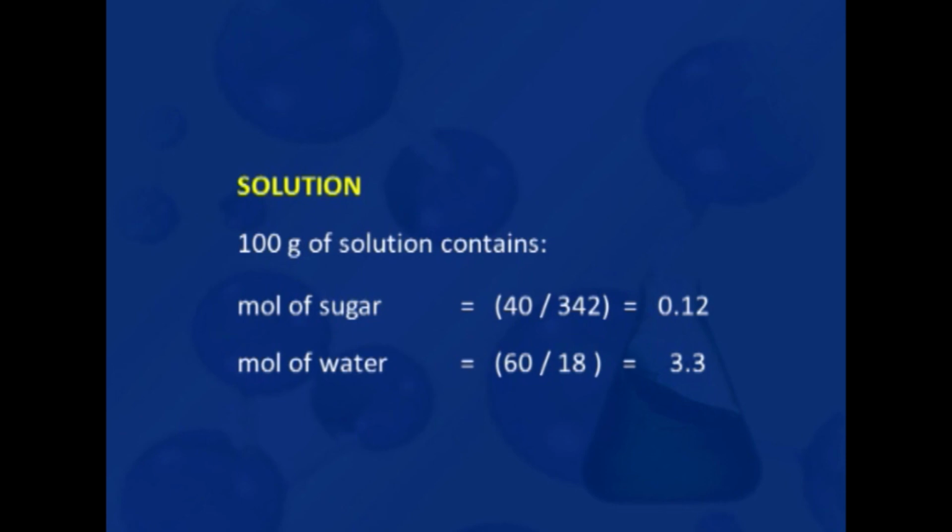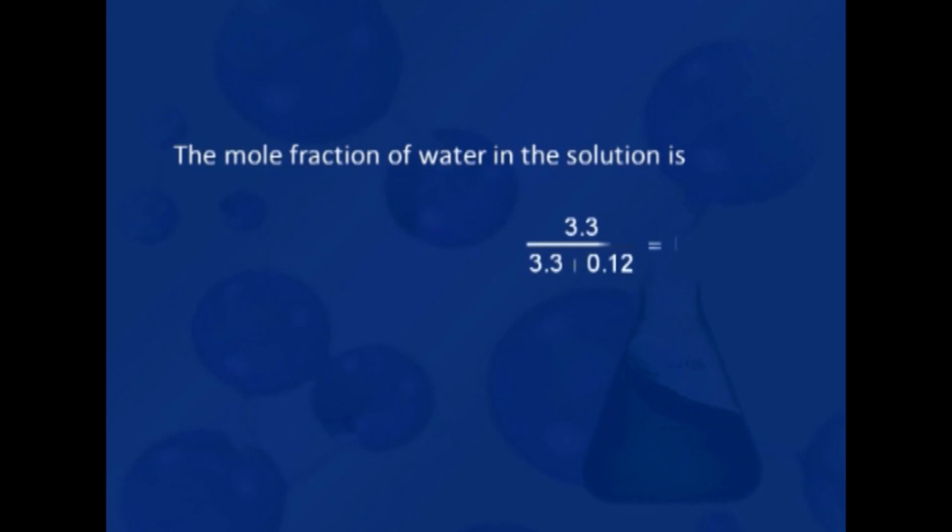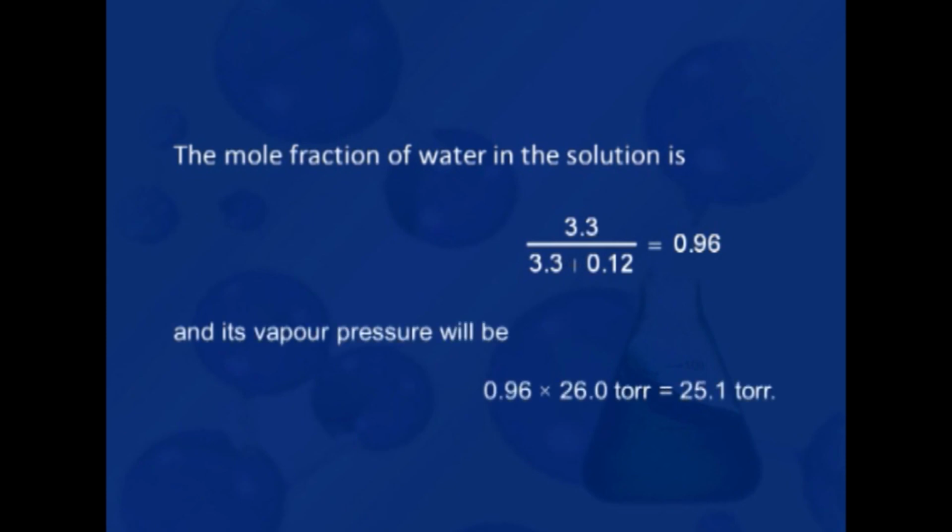Now, the mole fraction of water will be equal to the number of moles of water upon total number of moles, which is equal to 3.3 upon (3.3 plus 0.12), which is again equal to 0.96. Hence, the vapor pressure will be the mole fraction of water times the vapor pressure of pure water at this temperature, which is equal to 0.96 times 26 torr, which comes out to be 25.1 torr.